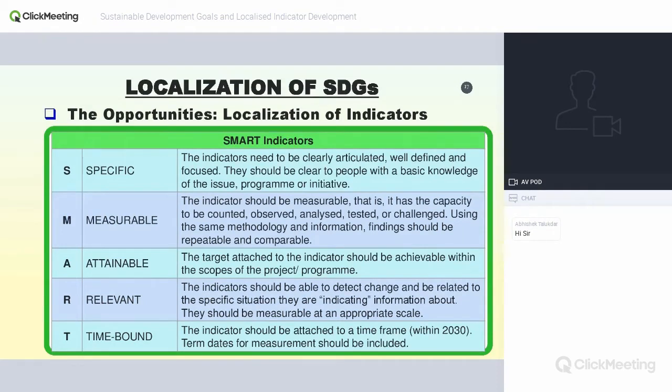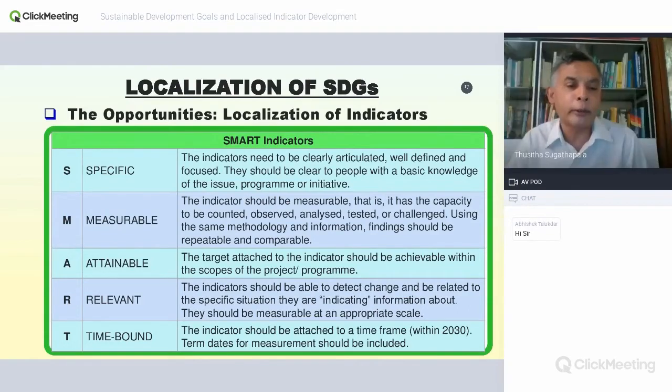Talking about the time frame of 2030, within 2030 those targets have to be attained. It can maybe even be prior to that, but it should be at least by 2030. Those should be attainable. It should be relevant to the sector, the area we are looking at. We should not touch upon areas which are not relevant.